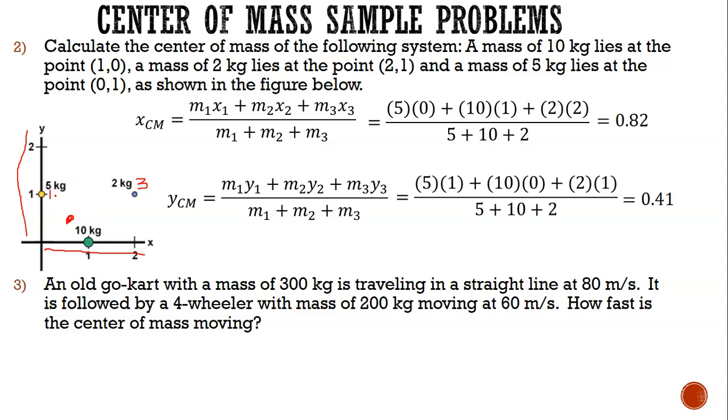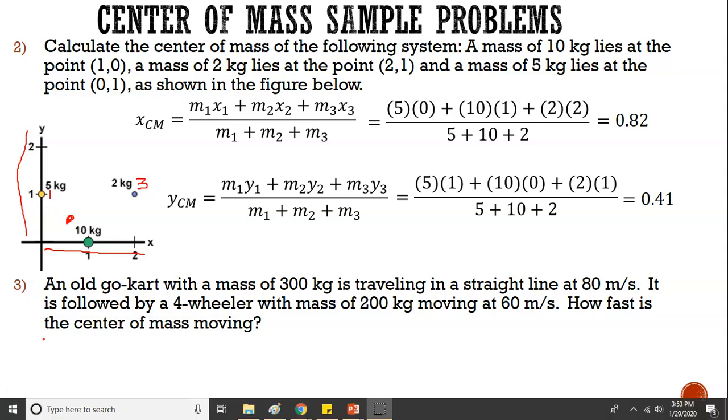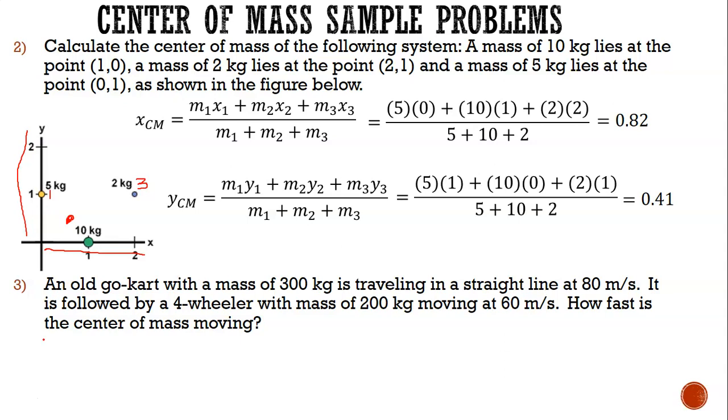Okay, this last problem. An old go-kart with a mass of 300 kilograms is traveling in a straight line at 80 meters per second. It is followed by a four-wheeler with a mass of 200 kilograms moving at 60 meters per second. How fast is the center of mass moving? So in this problem, instead of finding a coordinate for the center of mass, we actually want to find the velocity of the center of mass.